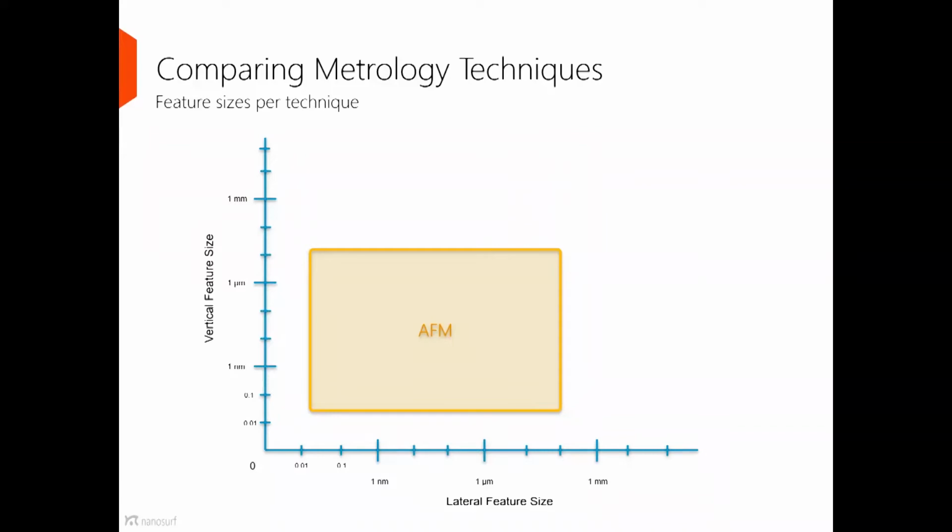And what you'll notice is that AFM in the lower left-hand corner is a relatively high resolution technique. We can measure very small lateral features and very small vertical features, but the upper limits of the AFM truncate off in, let's say, the tens of microns feature size approximately, both in X and Y as well as Z.